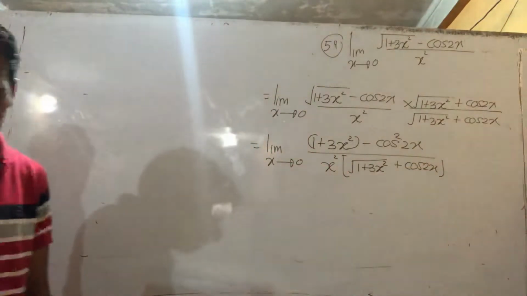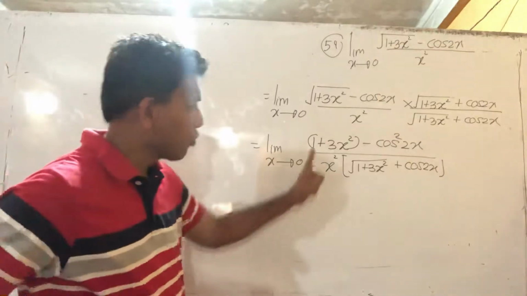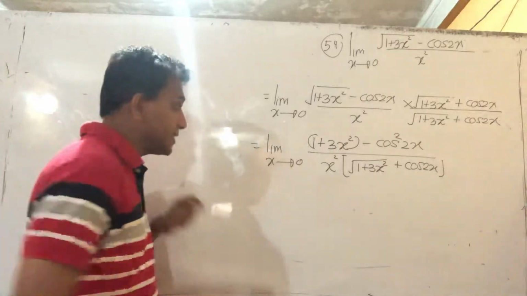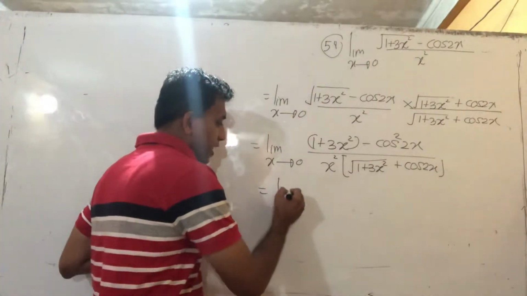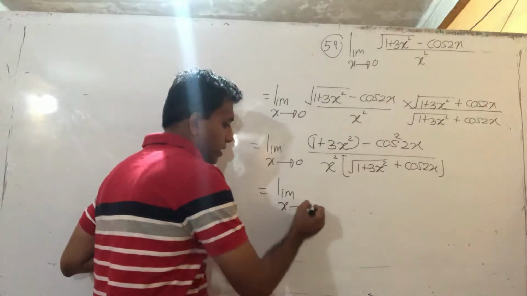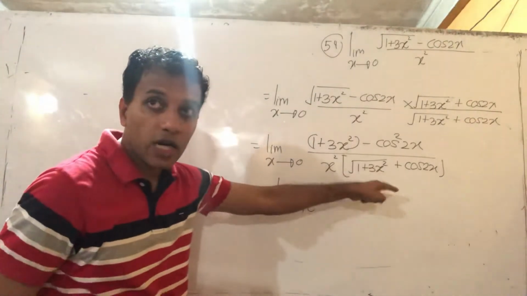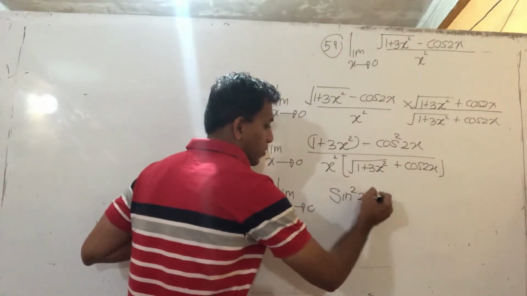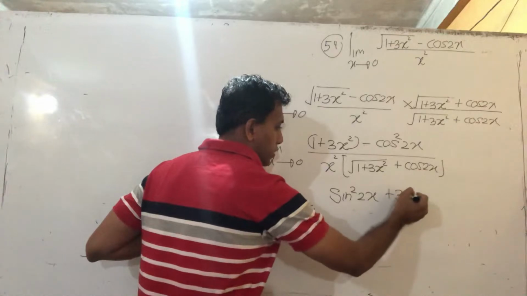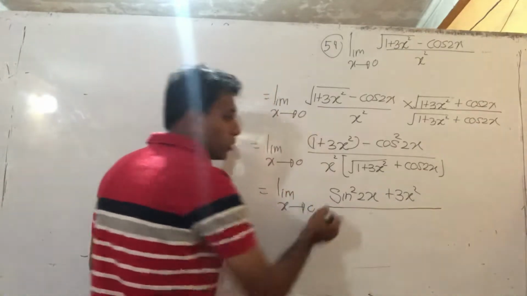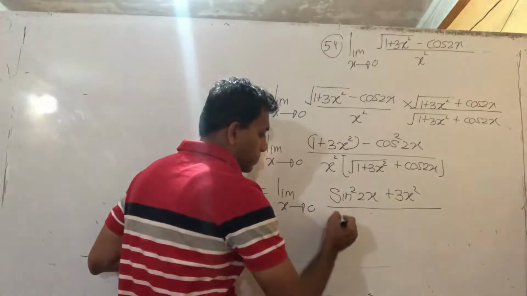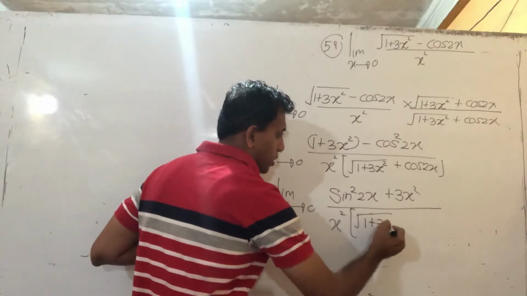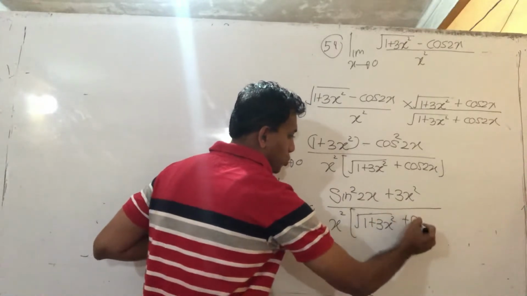Okay, now simplify any trigonometric part. What is 1 minus cos square theta? 1 minus cos square is sine square theta. If you are well versed in trigonometric identities, it becomes a simple case. So sine square 2x here, plus 3x square, over x square, into square root of 1 plus 3x square plus cos 2x.